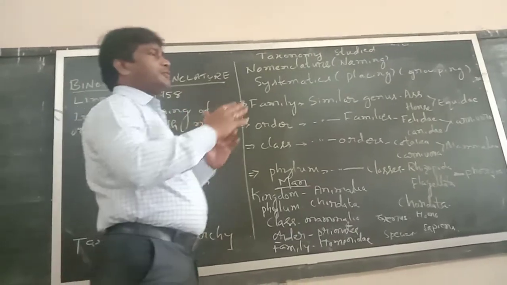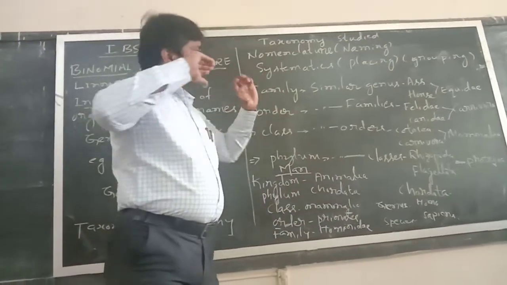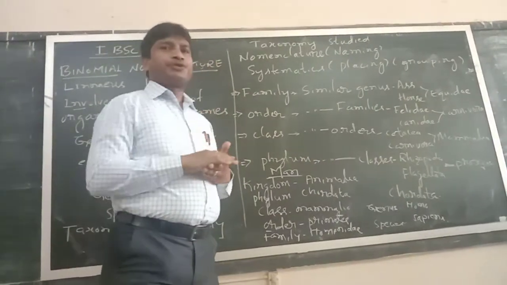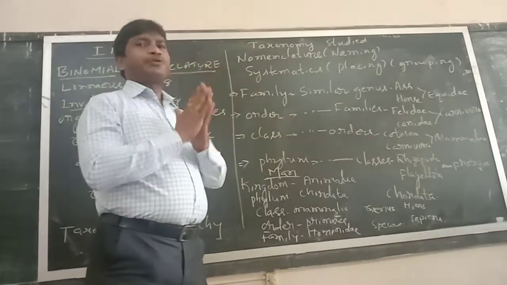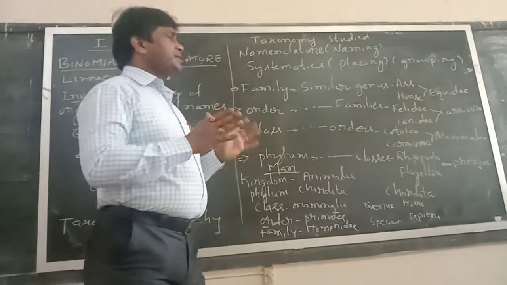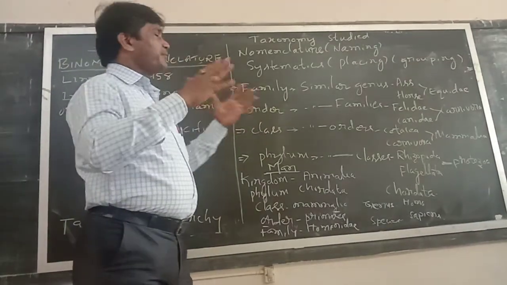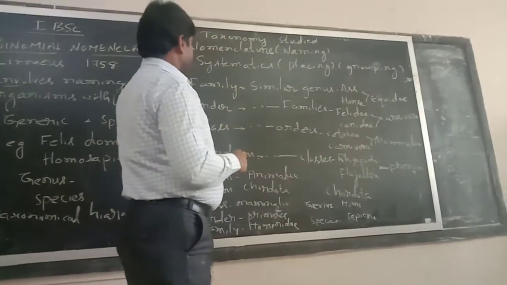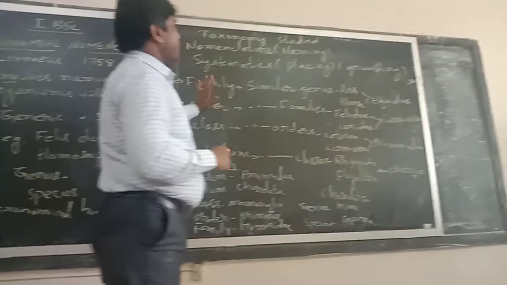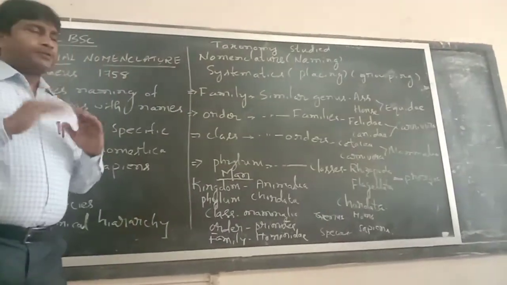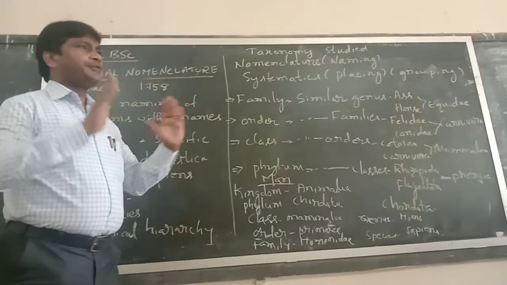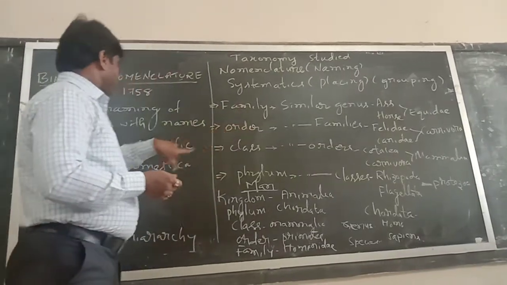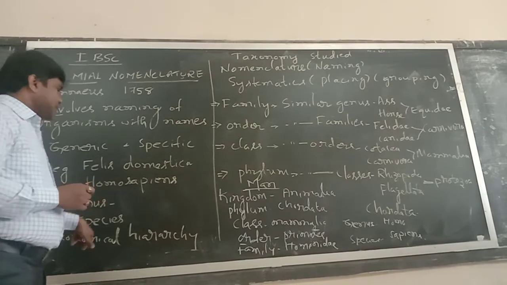So according to the characteristics of the organisms, they have been made into different groups. At the top we have one group that is called kingdom. Kingdom will generate a number of phyla, so kingdom includes all the phyla. Here we already know the concept of genus as well as species.